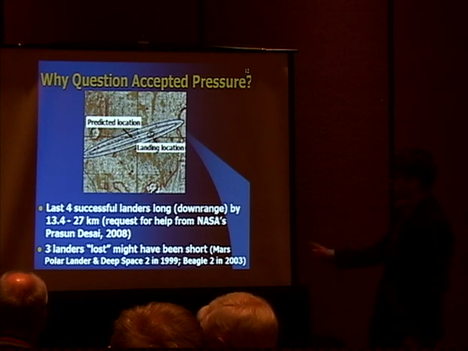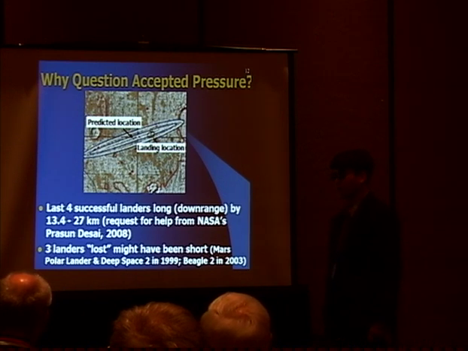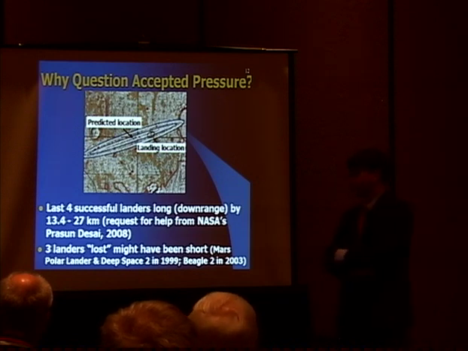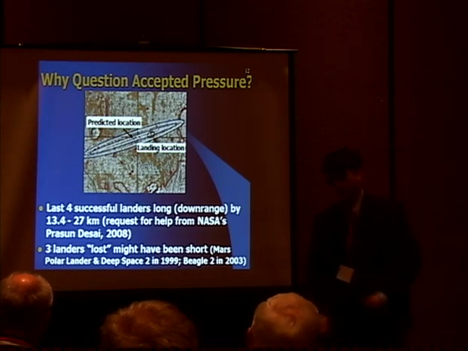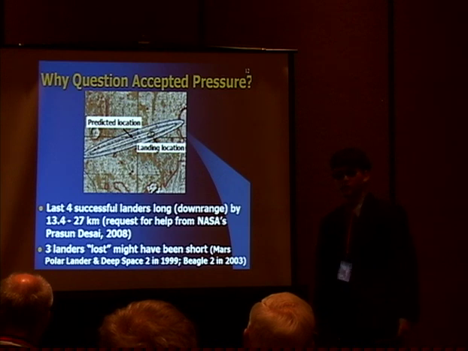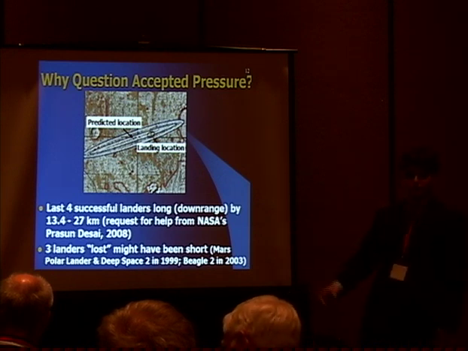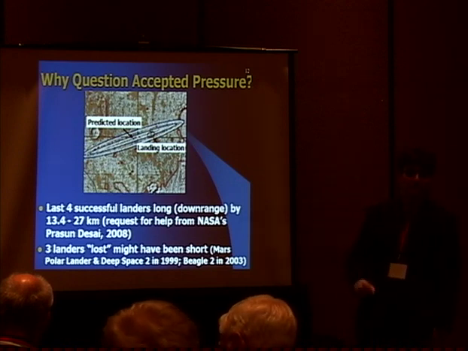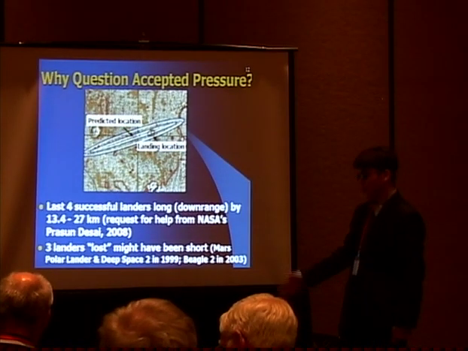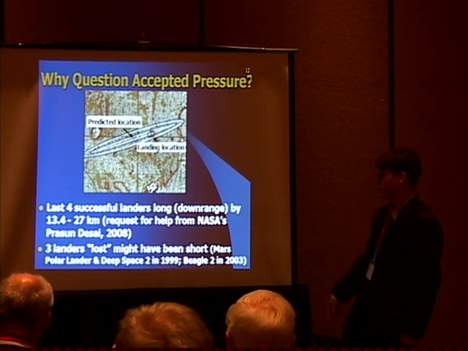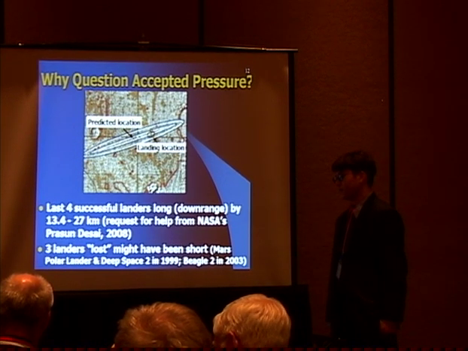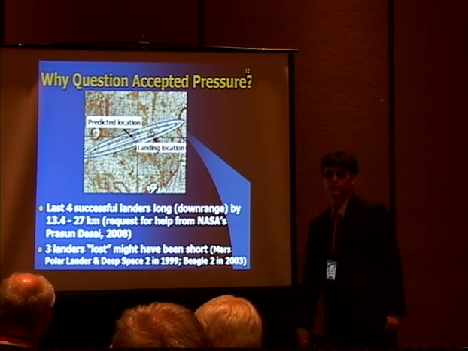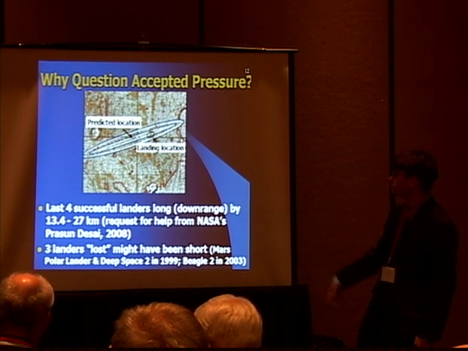Okay, furthermore, the last four successful landers on Mars landed downrange between 13.4 and 27 kilometers. NASA's scientist was asked for help with this, and he postulated that at about 50 kilometers elevation, the air density is less by about 40%, and the surface is higher by about 5%. Conservation of atmosphere. But what he forgets to mention is there are actually three landers lost since 1999: Polar Lander, Deep Space 2, and Beagle 2. These may have been short landings. We don't necessarily know what happened to all of them.